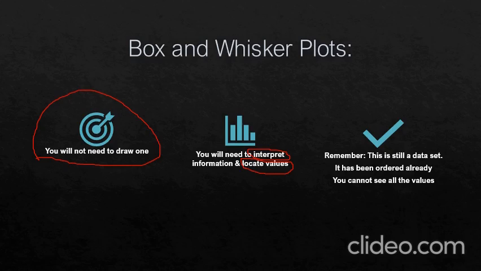Remember, this is still a data set. So what that means is it's still data that was collected the same way you've been taught since grade 10. It's still data that had to be ordered or organized. In this case, it's already been organized for you in ascending order, and you cannot see all the values. So this means that the data that you see in here has already been summarized.